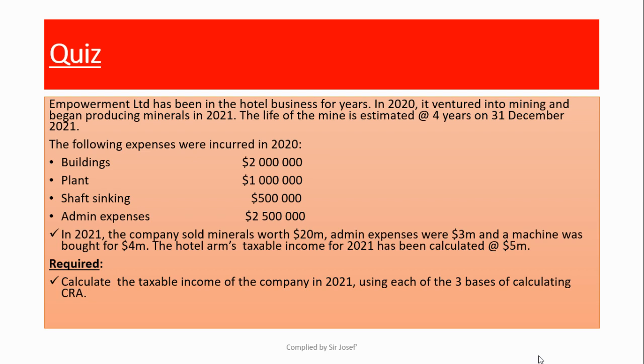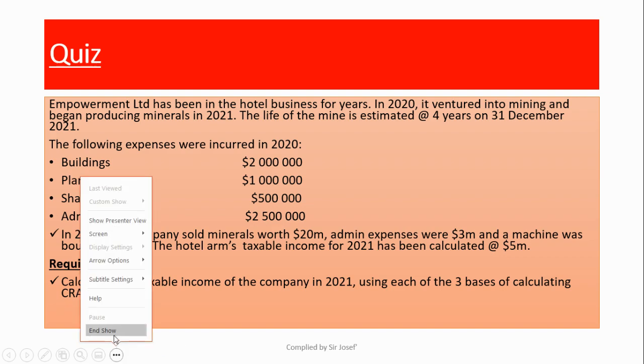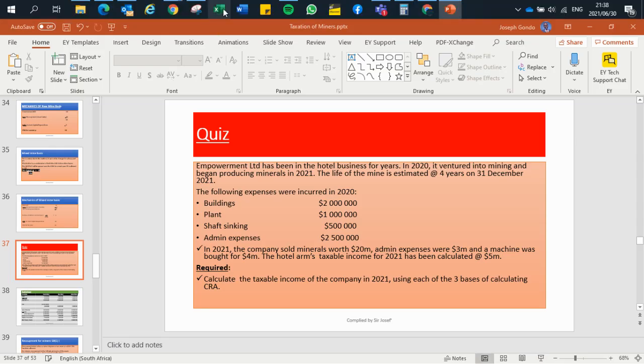In 2021, which is the current year, the company sold minerals worth 20 million. Admin expenses were 3 million and a machine was bought for 4 million. The hotel's taxable income for 2021 has been calculated to be 5 million. Then calculate the taxable income for the company for 2021 using each of the three bases of calculating CRAP. So this is simple, guys. Now let's do it practically.